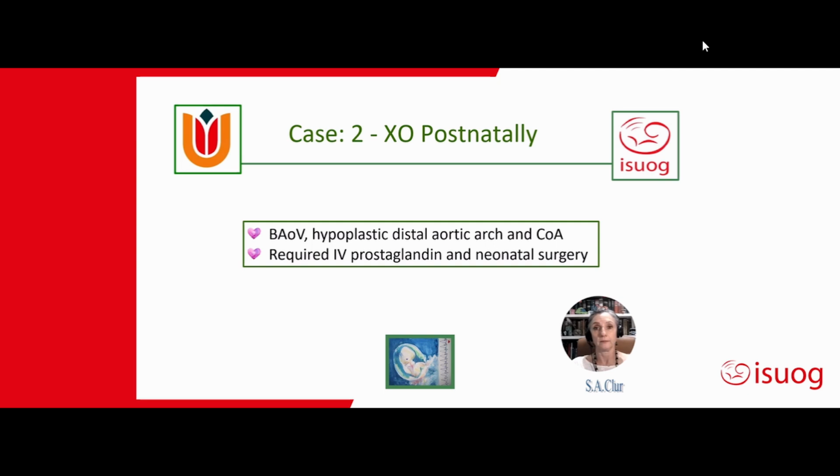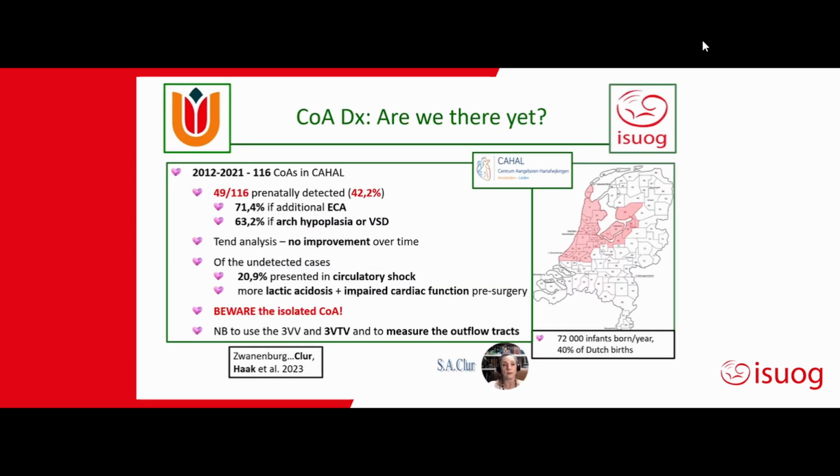The detection of coarctation remains difficult prenatally. In the Amsterdam and Leiden area, in the period 2012 to 2021, there were 116 cases of coarctation. Of these, 42% were diagnosed prenatally. If we only looked at those with extracardiac anomalies, our detection rate increased to 71%. And if we look at those with arch hypoplasia or VSD, our detection rate was 63%. Looking over the years, we saw no improvement with time.